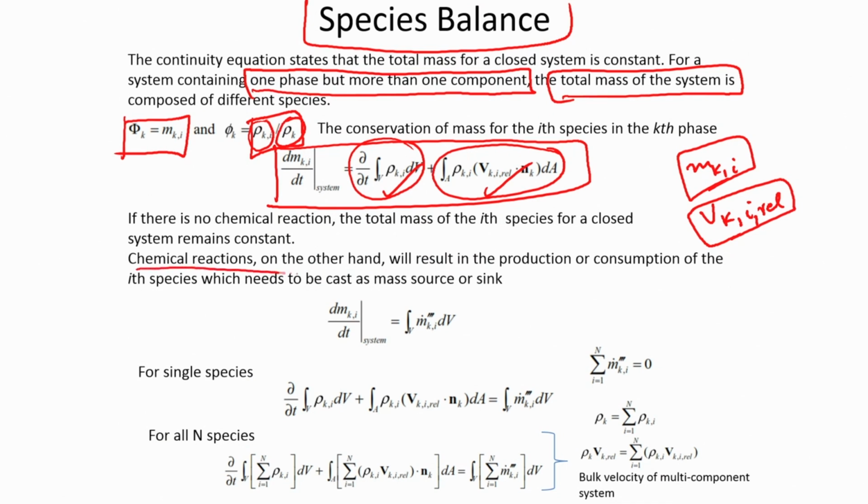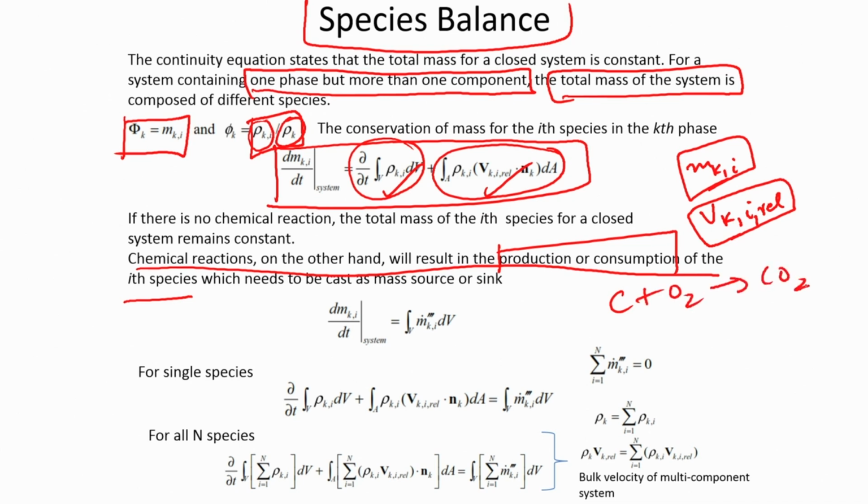Chemical reactions, on the other hand, if they happen, lead to the production and consumption of the ith species. Say for example, if you have a reaction C plus O2 forming CO2, what happens is that there were two components, C and O2, they are consumed and you create CO2 in their place. The total mass is still conserved, that we already know, but individually the species masses are not conserved.